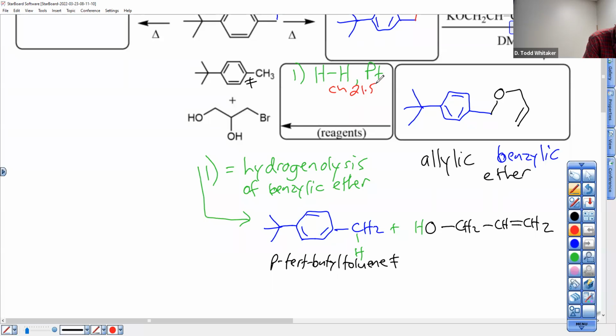And our second one, good old Br2 and water, found in chapter 6. Yeah, we're going way back sometimes. We called it vicinal halohydrin formation. Vicinal halohydrin. And that's what happened to the other piece.